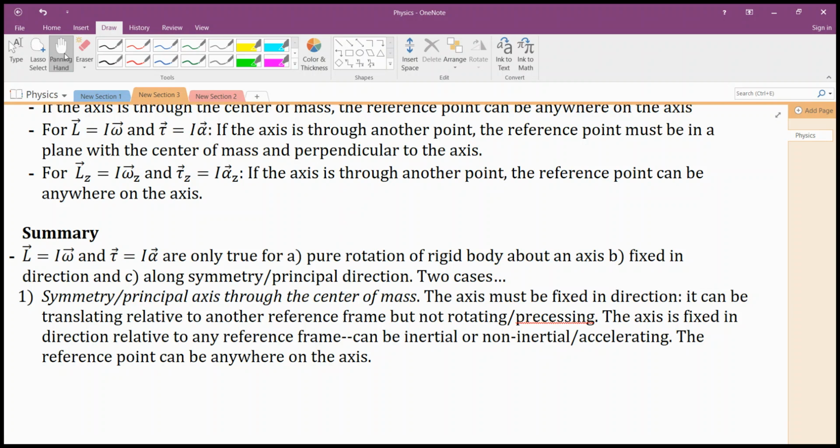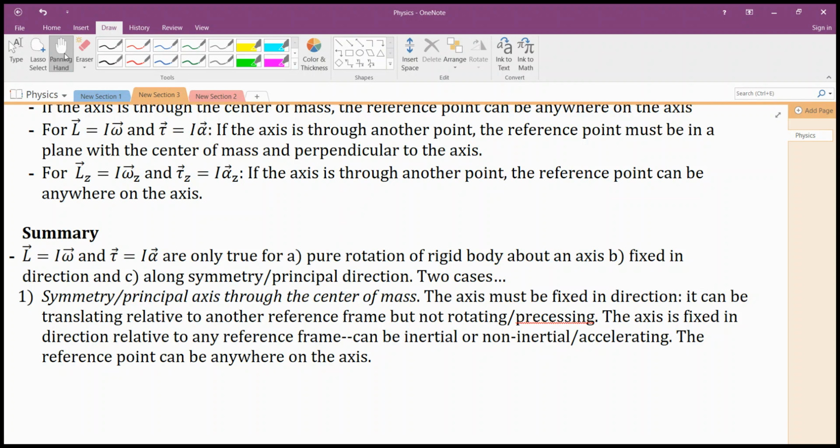But in any case, the axis through the center of mass needs to be a symmetry axis, and if it's going through the center of mass, then the axis needs to be fixed in direction. It can be translating relative to another reference frame, but not rotating or precessing, because you can always go to a reference frame in which the object is purely rotating, a reference frame that's traveling with the center of mass. And in that case, even if that reference frame is non-inertial, even if it is accelerating relative to another reference frame, then these equations will be true.